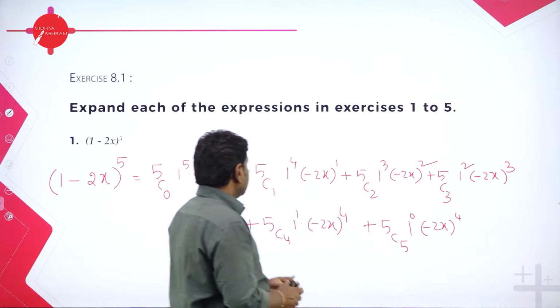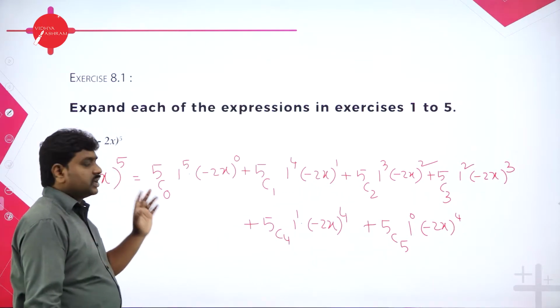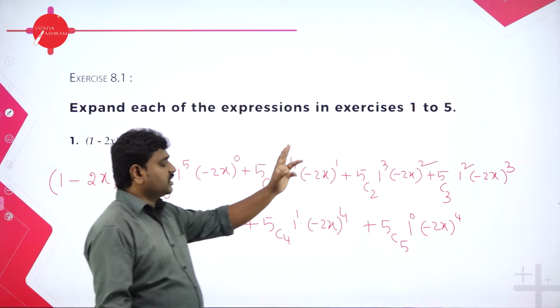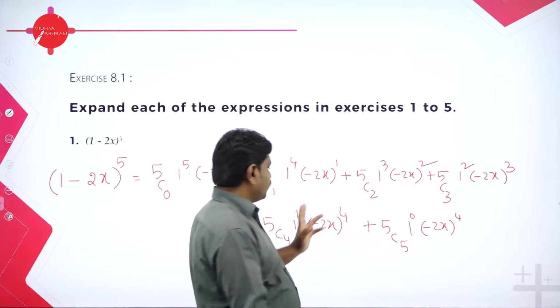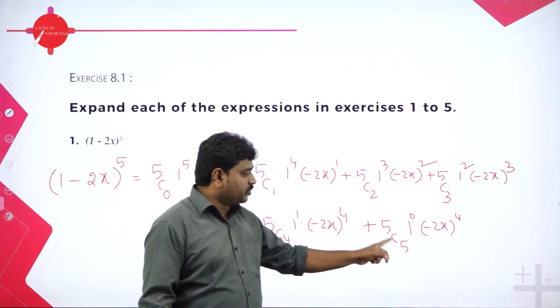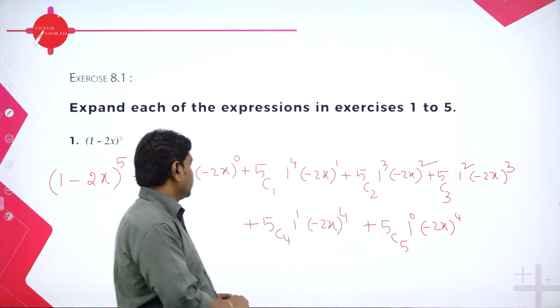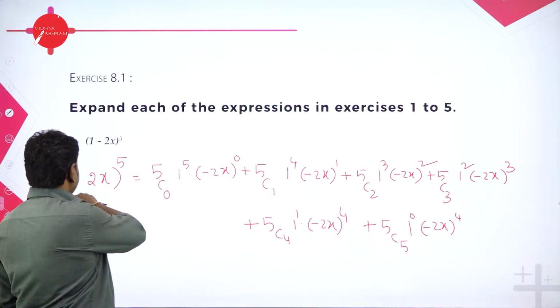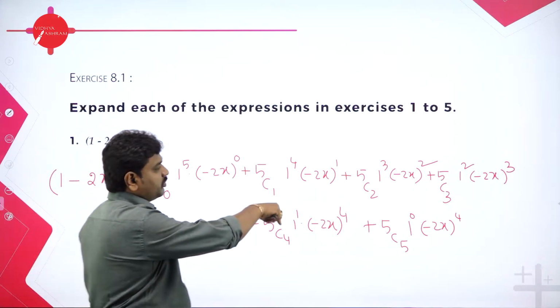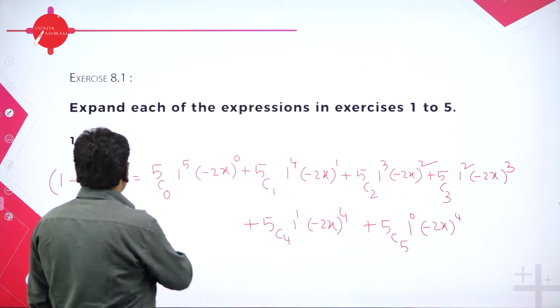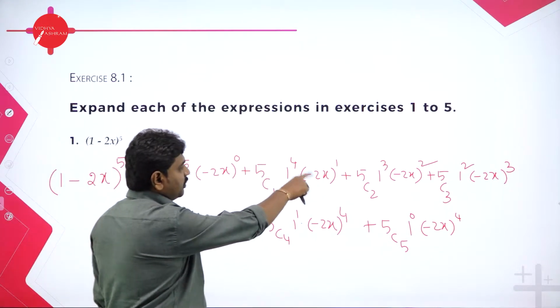The logic is simple. First we'll start with nc naught. Here n is 5. 5c naught, then 5c1, then 5c2, then 5c3, then 5c4, 5c5. We'll stop when these two become the same. From 0, 5c0, 5c1, 5c2, 5c3, like that. The first term power decreases. What is the first term? 1 power 5, then 1 power 4, 1 power 3, like that. Then the second term minus 2x, power 0, power 1, power 2, like that.